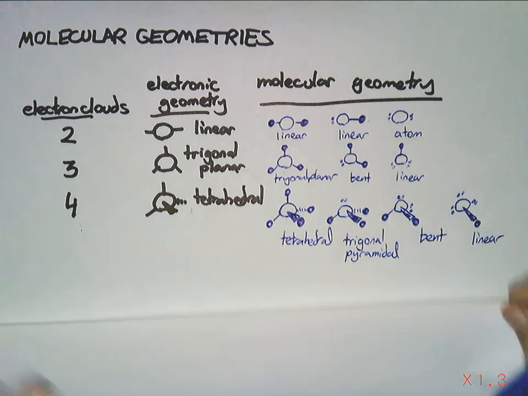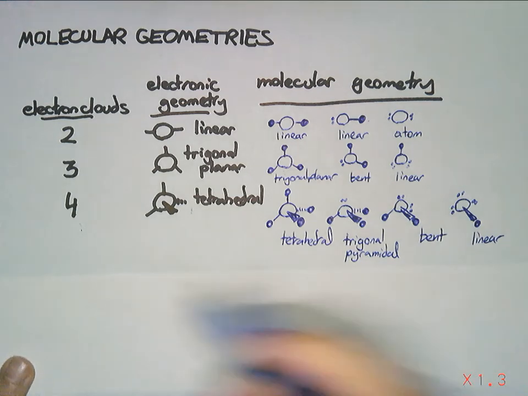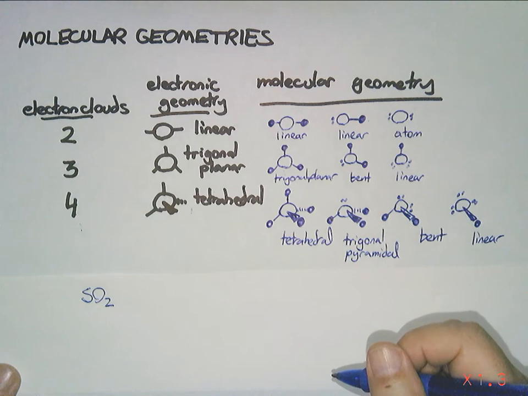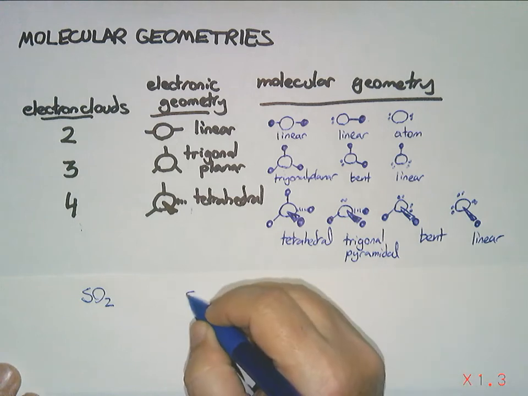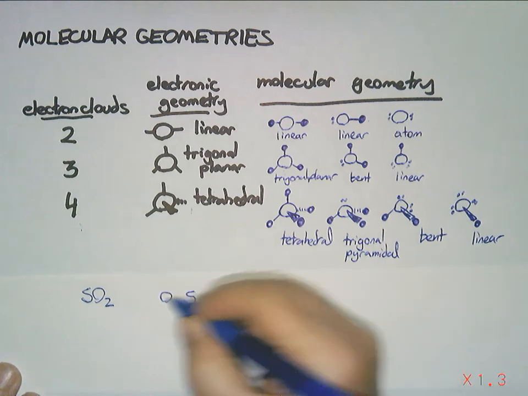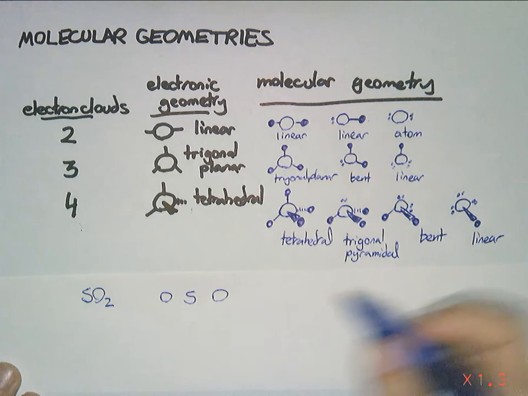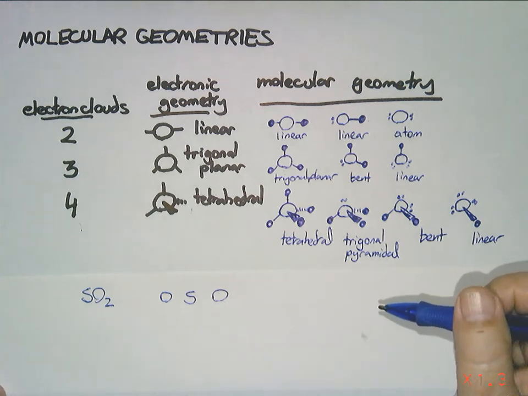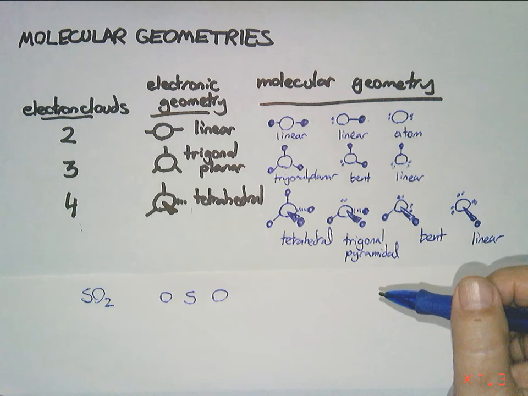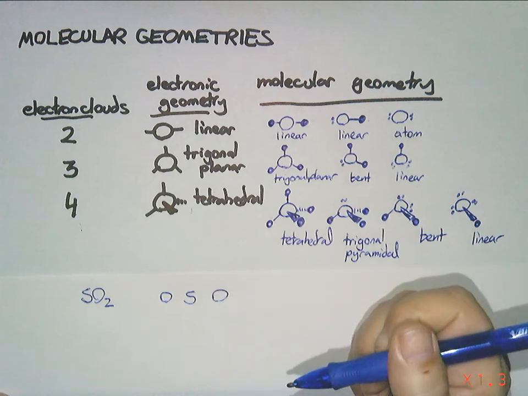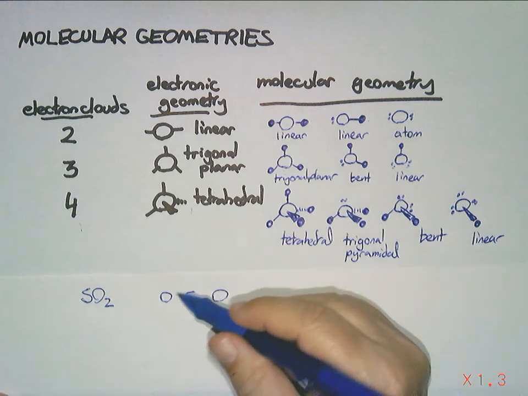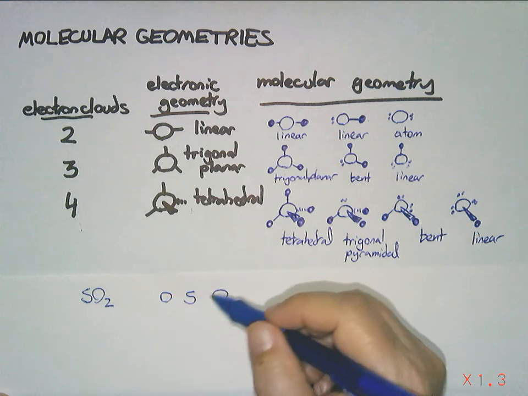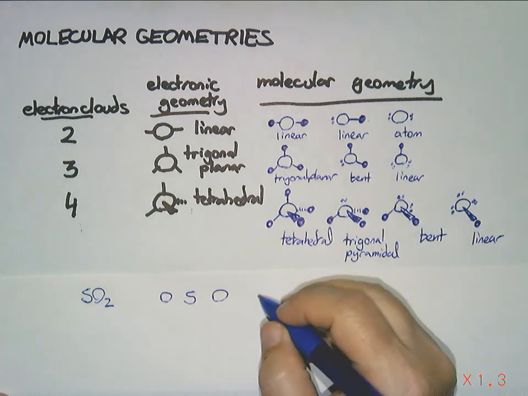Let's try another one. How about SO2? Let's do the Lewis structure for SO2. S in the center and O and O. Okay, the S goes in the center because it's deeper into the table than the O is, which is on the top edge of the table. So how many electrons have we got? We've got 6 and 6 and 6, which is 18 electrons.